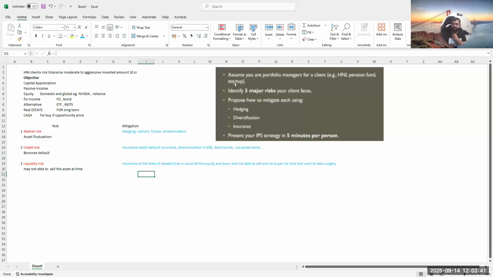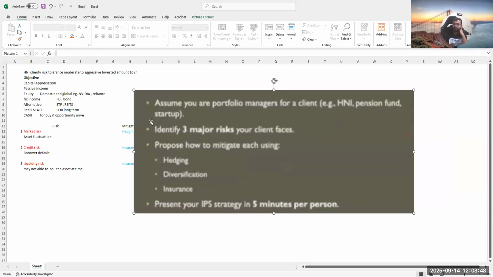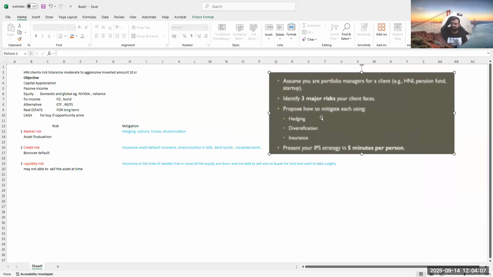So the question was, assume you are a portfolio manager for a client, an HNI client or pension fund or startup. Identify three major risks for your client, the purpose of how to mitigate the risks identified, and diversification, the purpose for mitigation and strategy. So I prepared this. My client is an HNI client. The risk tolerance is aggressive to moderate.